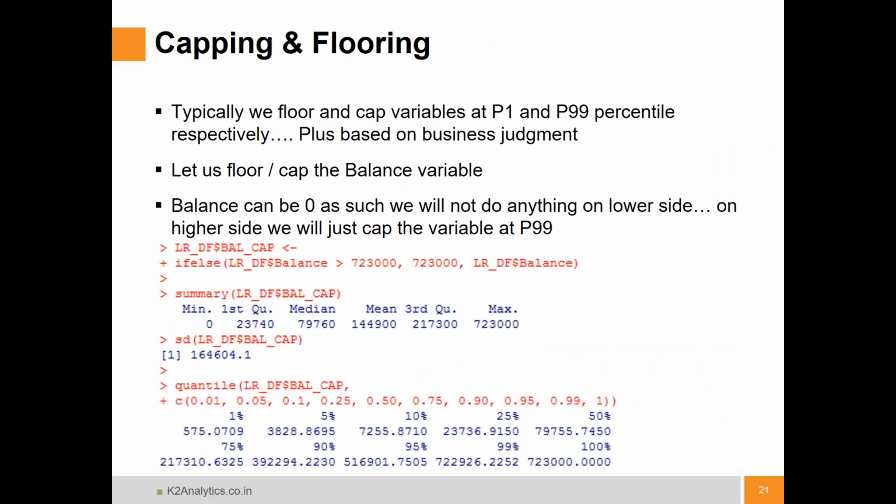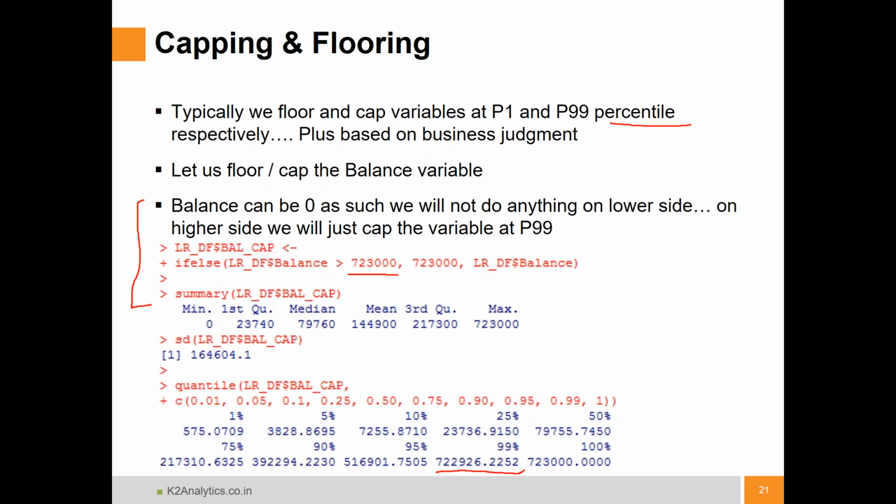So I already explained this capping thing and flooring thing. Typically we floor and cap values at P1 and P99. So in our case, we see that there is an outlier in balance. So what I'm going to do is capping at P99. P99 is around 7,22,926.2252. Don't type the exact number. Just round it off. 7 lakh 22.